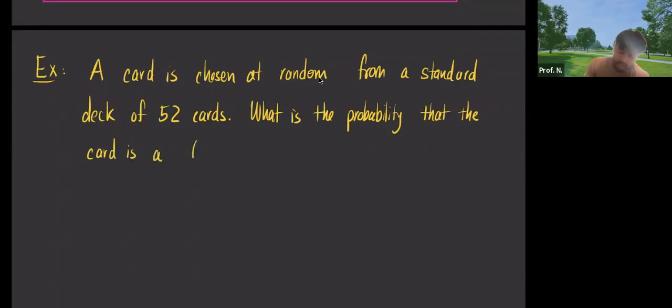The probability that the card is a queen or a diamond. No, sorry, is a queen or a two of hearts. Let's do that.